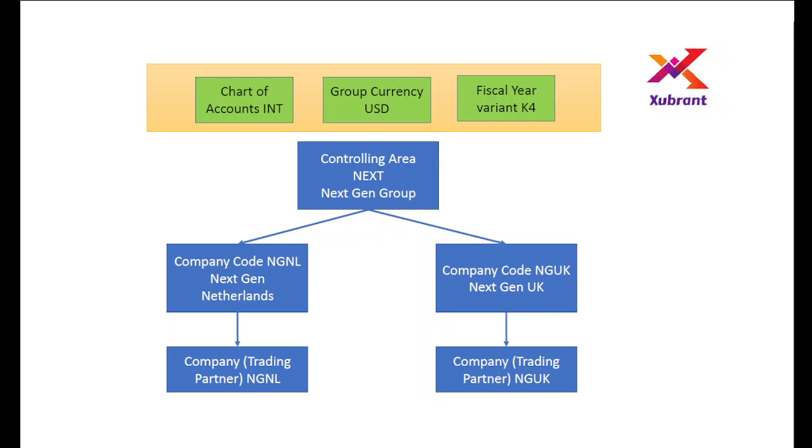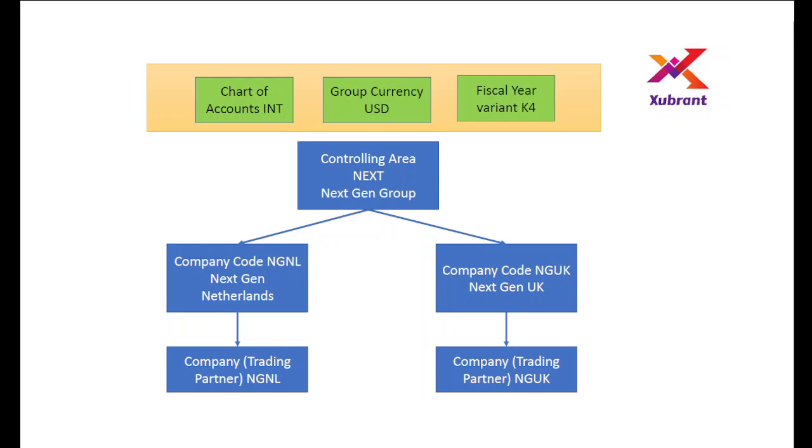In this session, I am going to show you how to create the basic FICO organization structure in SAP. And for that, we are going to use an example of a multinational corporation that is located in Europe and has companies in Netherlands and UK. So we will have two company codes. One is NGNL in Netherlands and another is NGUK in the UK.